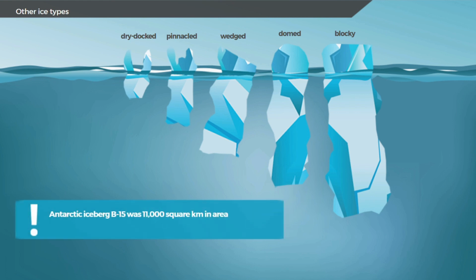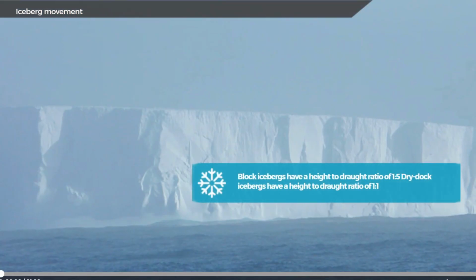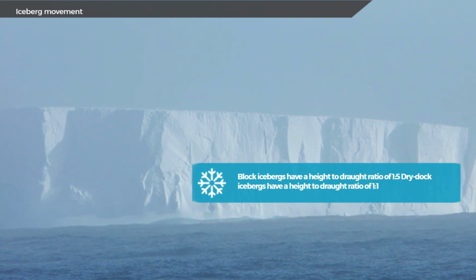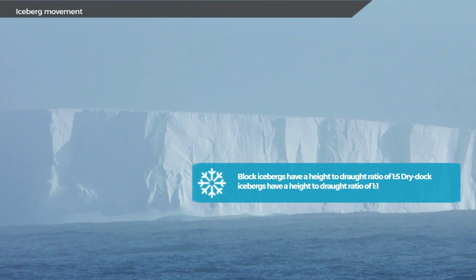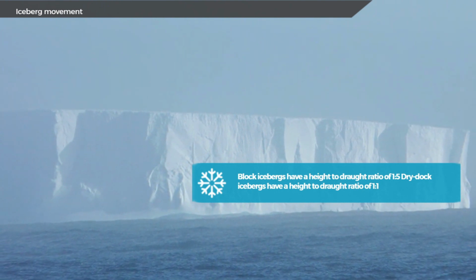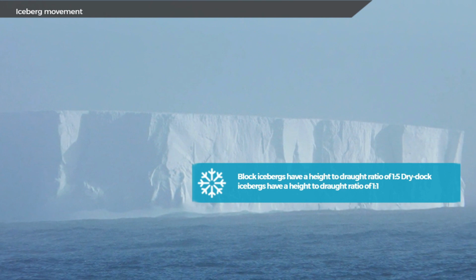One of the biggest icebergs recently recorded was estimated to be 11,000 square kilometers in area, and it broke off from the Ross Ice Shelf in Antarctica. Younger block or tabular icebergs are more affected by current flow than wind force, because there is more below the water than older ice, such as a dry dock iceberg.